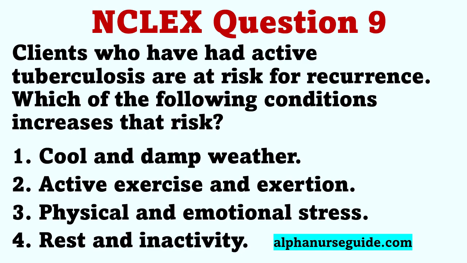The correct answer is 3. Tuberculosis can be controlled but never completely eradicated from the body. Periods of intense physical or emotional stress increase the likelihood of recurrence. Clients should be taught to recognize the signs and symptoms of a potential recurrence. Weather and activity levels are not related to recurrences of tuberculosis.